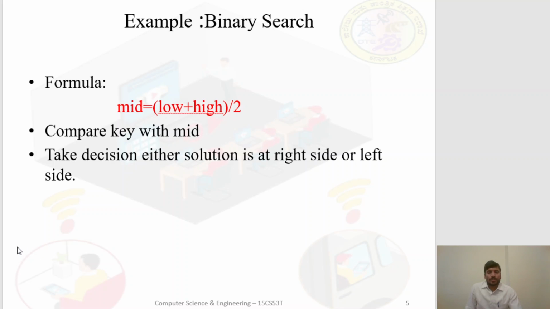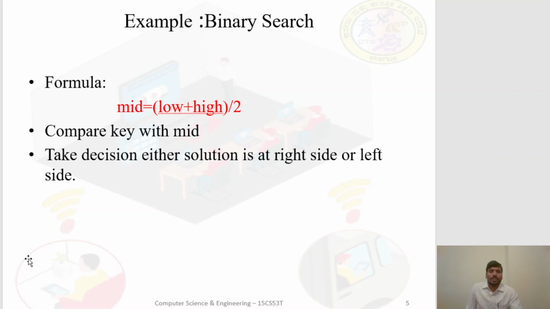In binary search, for the given array we try to find whether a given key is present in the array or not. The difference between linear search and binary search is that in linear search we compare the given key with array elements until the key is matched.